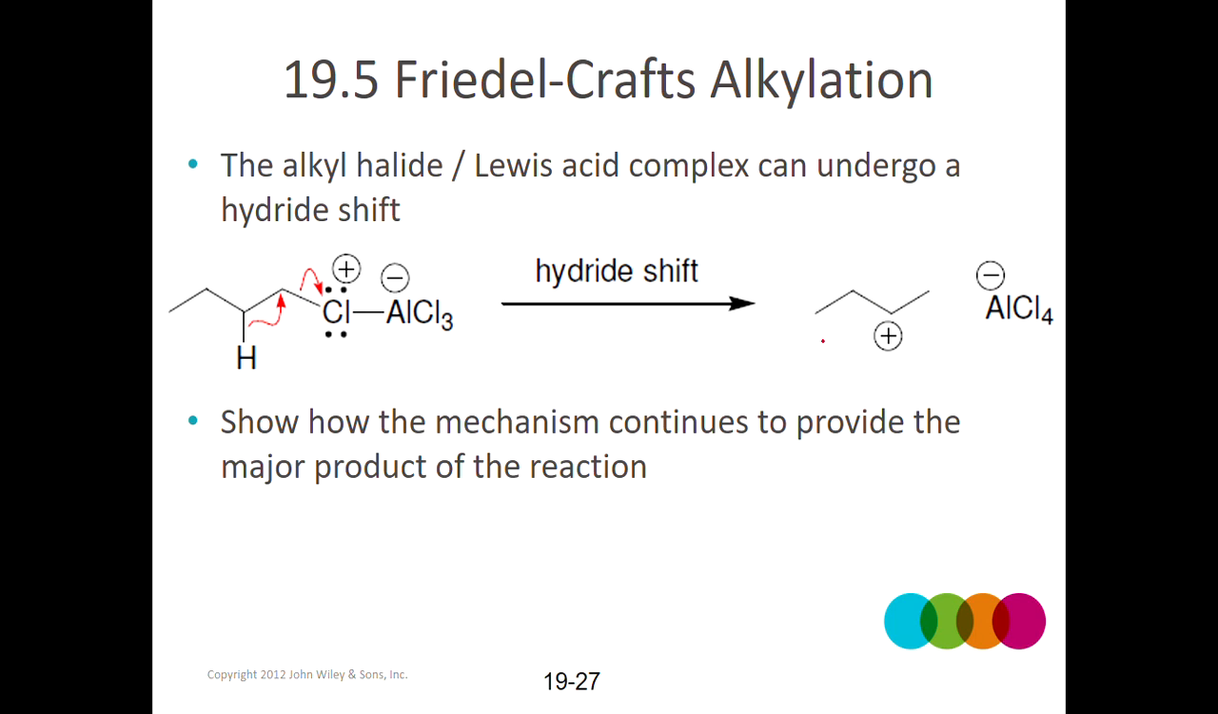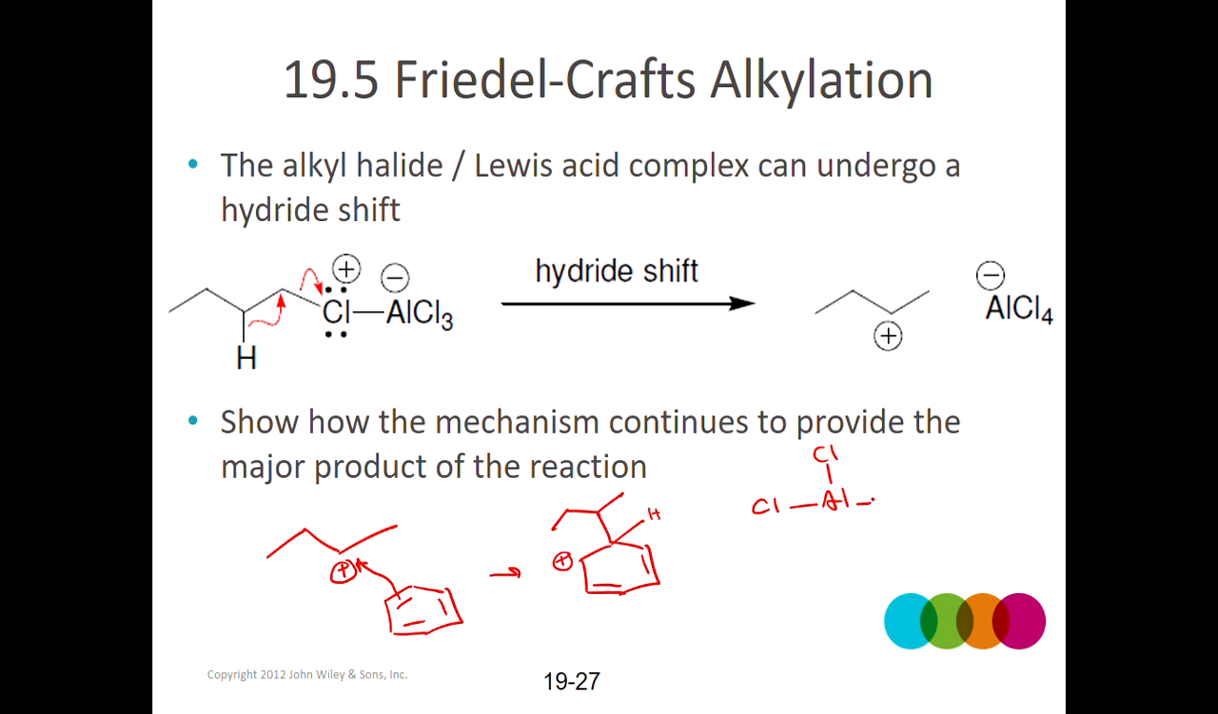Once that forms, then the aromatic ring can attack it just like we saw in the last example. So electrons will be pulled away, producing a carbocation that's stabilized, and then the chloride would come over here, pick off this proton, and re-aromatize the ring. And that produces the major product.